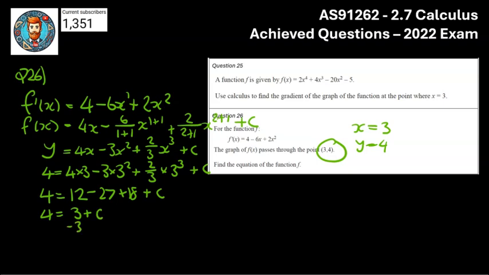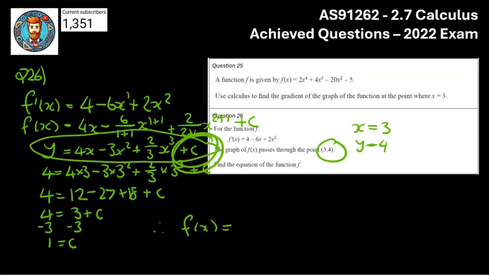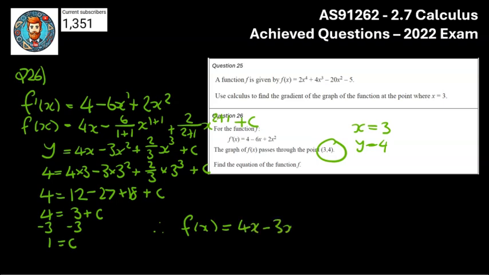And then this here is a nice easy step, just minus 3 from both sides. 1 is equal to c. Therefore, my final equation, f(x), was equal to, it's this line up here, but I've now got the c value to add back. So it's going to be 4x minus 3x squared plus 2 over 3 x cubed. And then finally, plus 1. That is the number I just calculated.